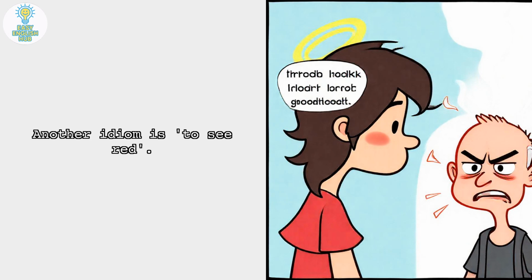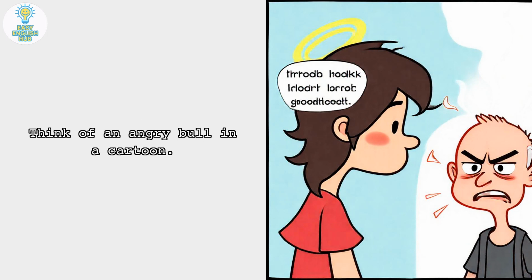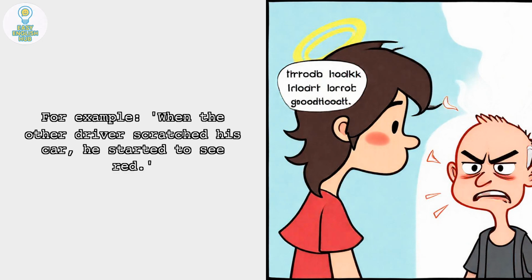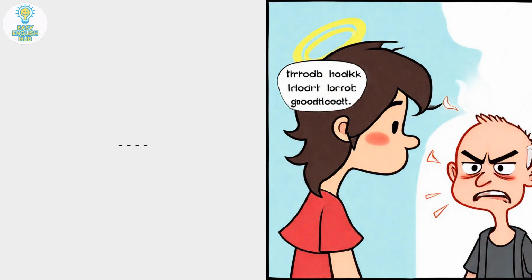Another idiom is to see red. This means to become extremely angry, very suddenly. Think of an angry bull in a cartoon. Your vision is filled with the color of rage. For example, when the other driver scratched his car, he started to see red. This idiom perfectly describes a sudden, intense burst of anger.